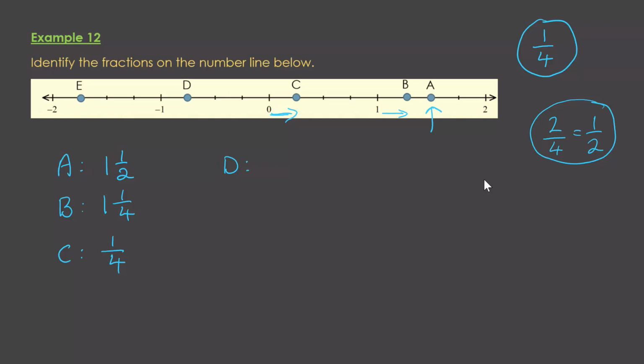Now D, going backwards from 0, is 1, 2, 3 divisions back. Now it's negative because it's to the left of 0, and it was 3 quarters. And for E, we've got -1 and then 3 divisions back. So that's -1 and 3/4.